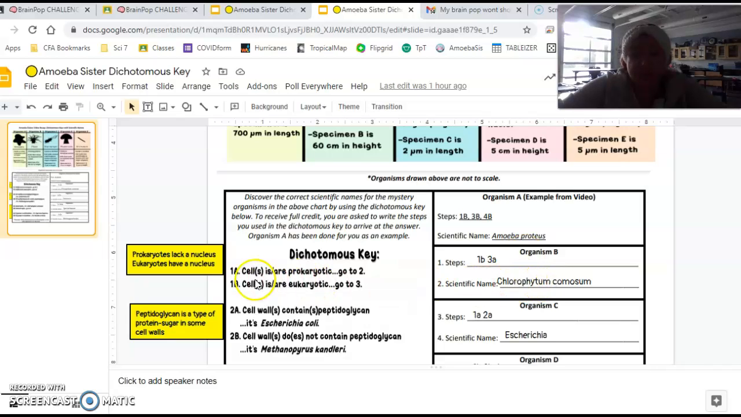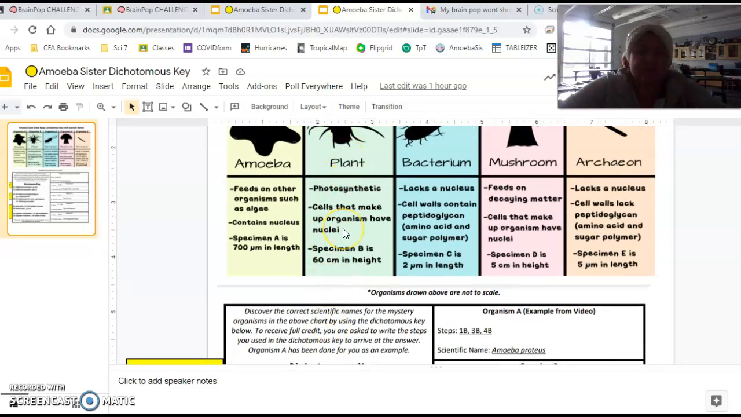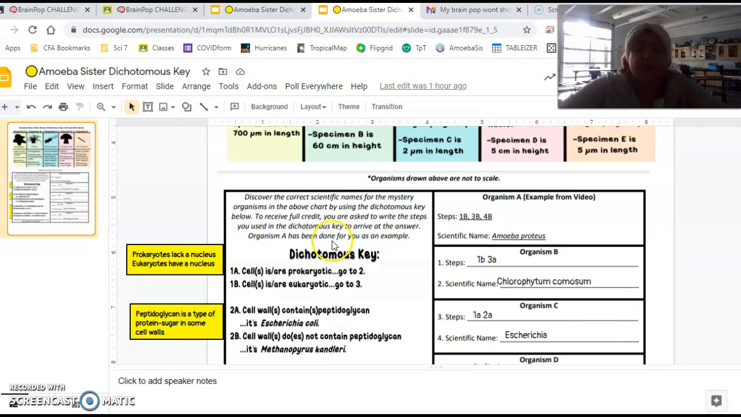Organism B, I'm going to start with reading both options next to number 1. 1A says that the cell is prokaryotic and 1B says that the cell is eukaryotic. Well, organism B is a plant, and that plant is multicellular and has nuclei. Therefore, we are going to go with eukaryotic. So we're following 1B. This person is correct.